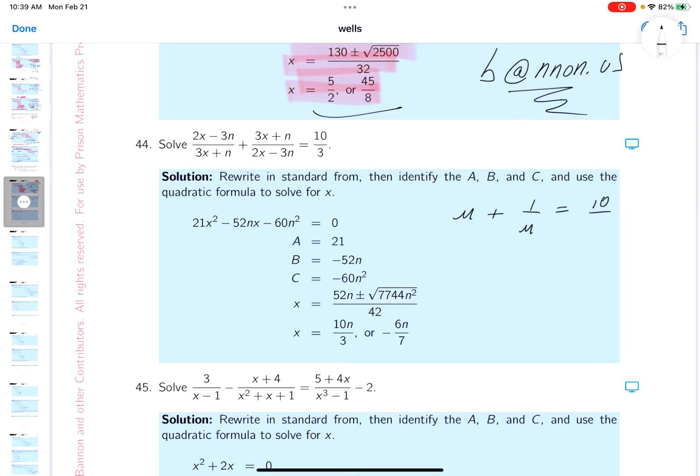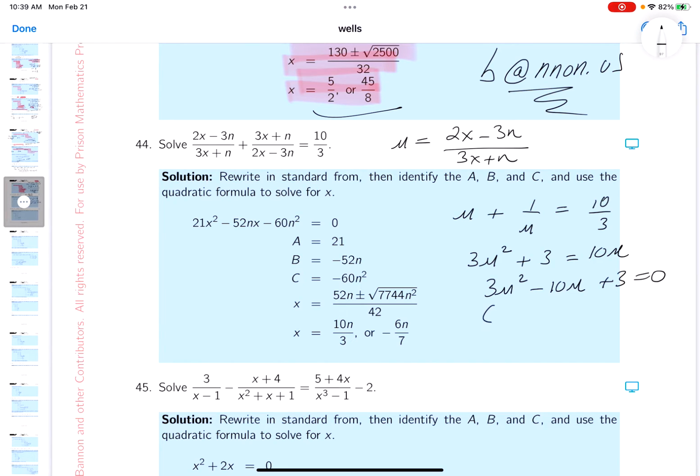You get 10/3. Let me point out what I'm doing over here. u is equal to (2x minus 3n) over (3x plus n). I find this easier to do when I make a substitution because it's less writing for me. I'm going to multiply both sides by the LCD, which is 3u, so I would get 3u squared plus 3 equals 10u, 3u squared minus 10u plus 3 equals 0, and I think you know what I'm going to do now.